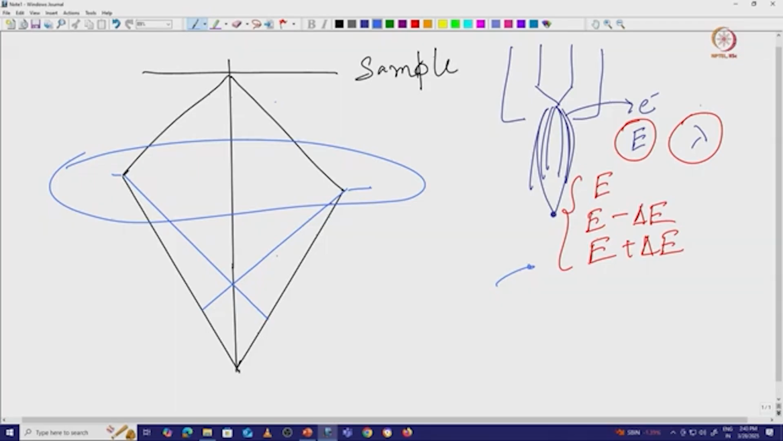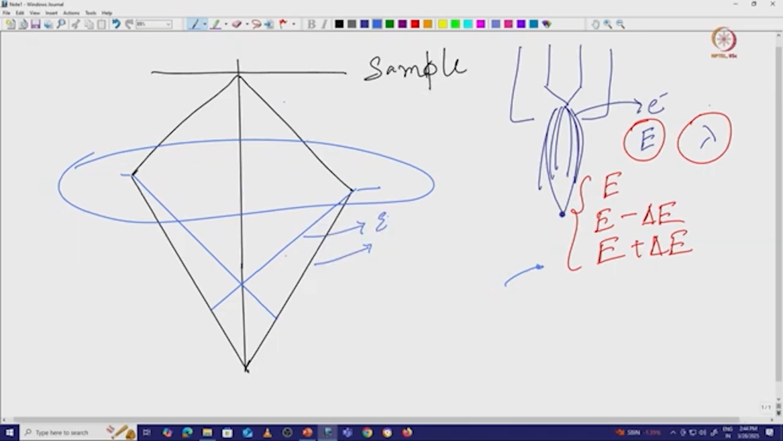Here we are always considering those cases when these rays are coming and merging at one particular point, there is no energy loss of that electron. So here also, same thing, whatever energy loss is happening at the beginning, here also there is no energy loss of the electron.